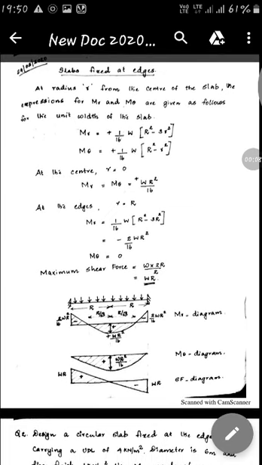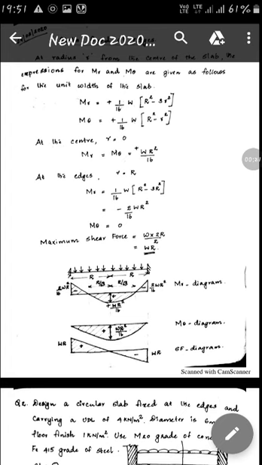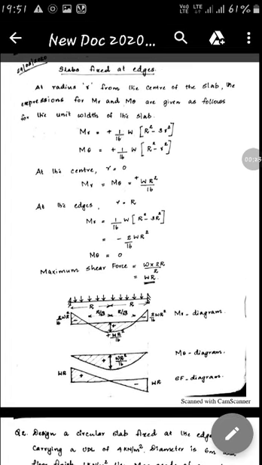So, today I am going to take session 3 of circular slabs. Now we can see about the slabs which are fixed at edges. Hope everyone will be having your notes with you. Just we can see what are the equations for designing a slab which is fixed at ends.